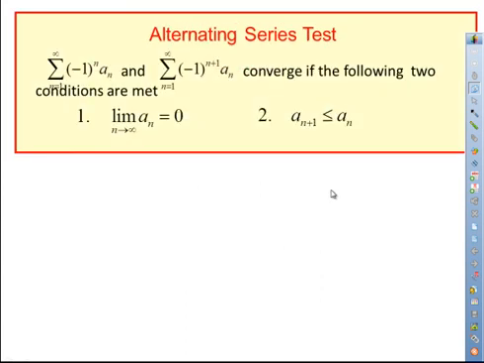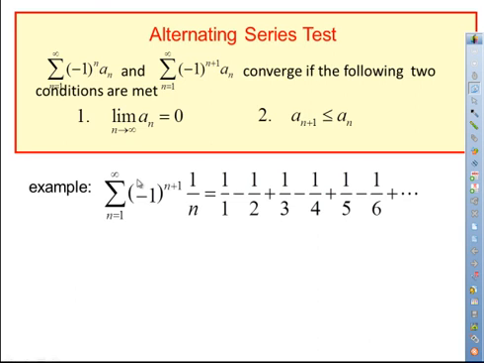So the alternating series test says if you have an alternating series, whether it's positive, negative, or negative, positive, it converges if the following two conditions are met. The limit as n goes to infinity of a sub n is equal to 0, and the second term has to be less than the first term for all terms. If those two conditions are met, then the series converges.